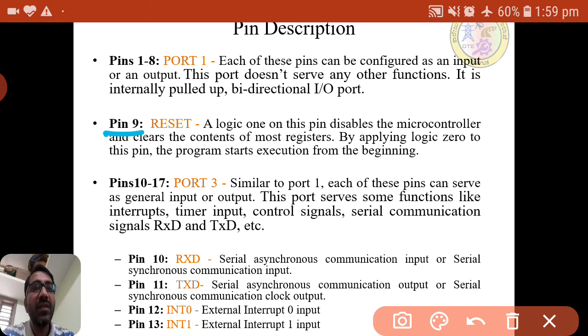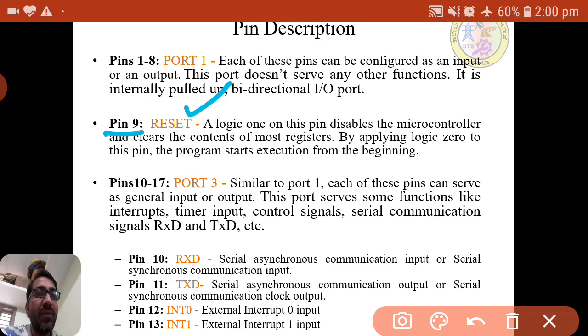Now the next one, reset. Pin number 9 is reset. The reset signal is required for every embedded system. Even desktop computers have a reset button. Suppose the desktop computer gets hung or is stuck while working. Once we press the reset button, it starts booting again.